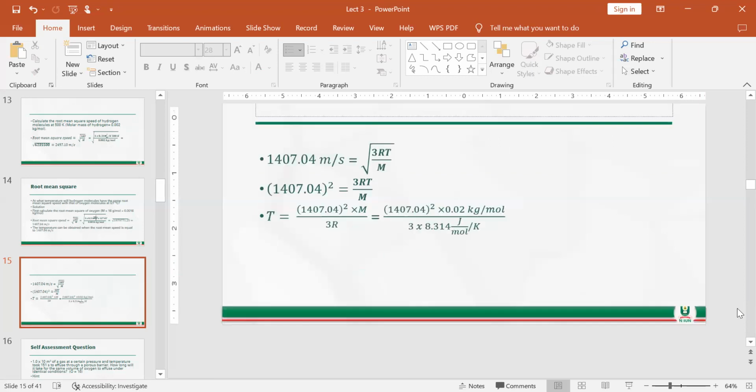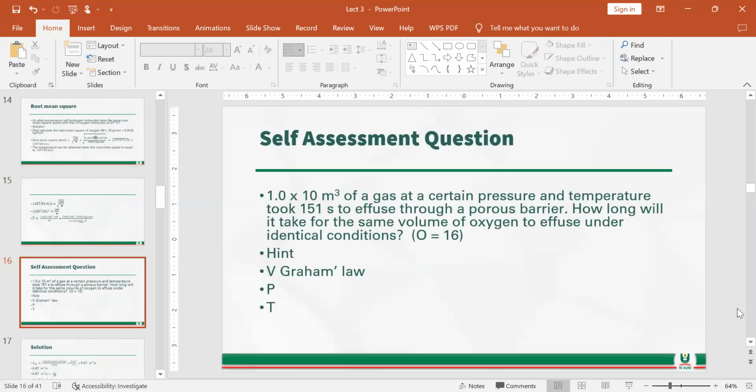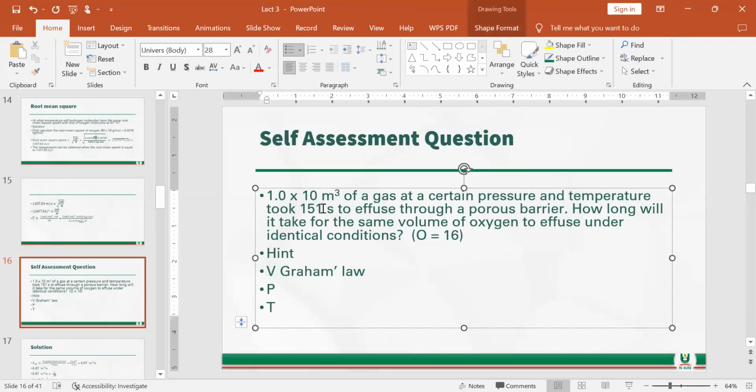So that is how you get that self-assessment question. Let's say 1 times 10 raised to the power of 2 meters cube of a gas at a certain pressure and temperature took 151 seconds to diffuse through a porous barrier.